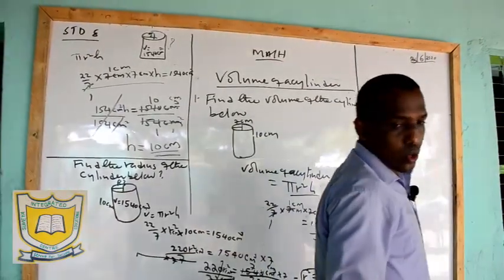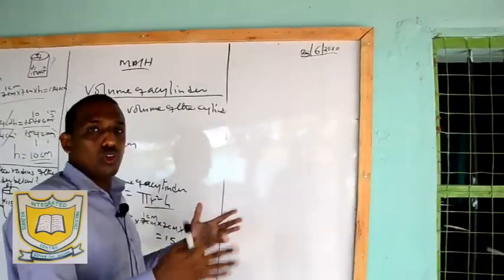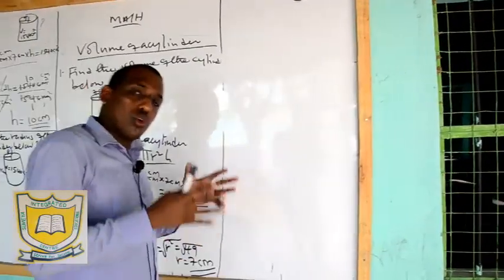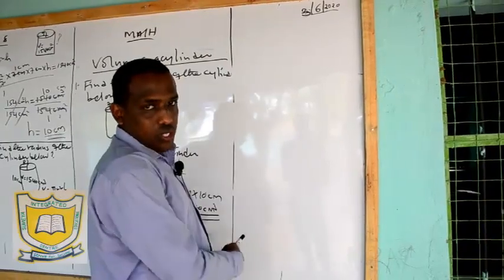So those are the 3 ways you can be asked in an examination. Whenever you are told the volume, by πr²h. Whenever you are told to find the height, you use the formula. Whenever you are told to find the radius, that's what we do.